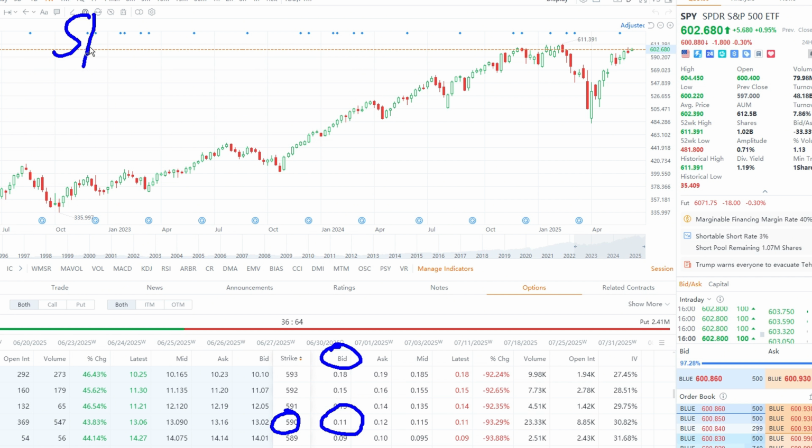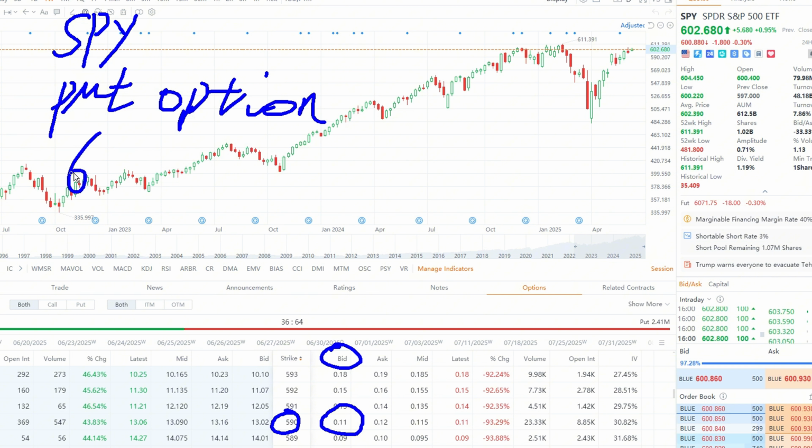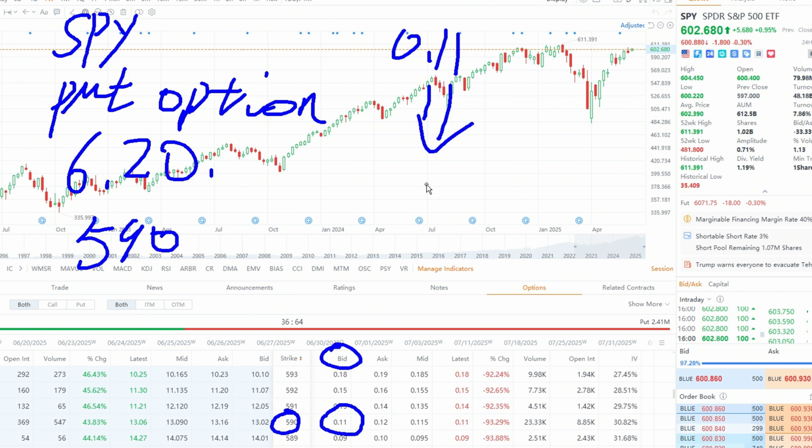Let's lay out the setup clearly. Here's the plan. Asset SPY with a bearish outlook. Strategy, buy a put option, a bearish put trade. Expiration June 20th. Strike price 590. That means we expect SPY to fall below 590 by this Friday, from 602 down to 590 before expiration. The entry price is 0.11. I believe this could at least double. Yes, I think it could easily double. It only needs to rise to 0.22. 0.22 would be a 100% gain. I believe that potential is there.